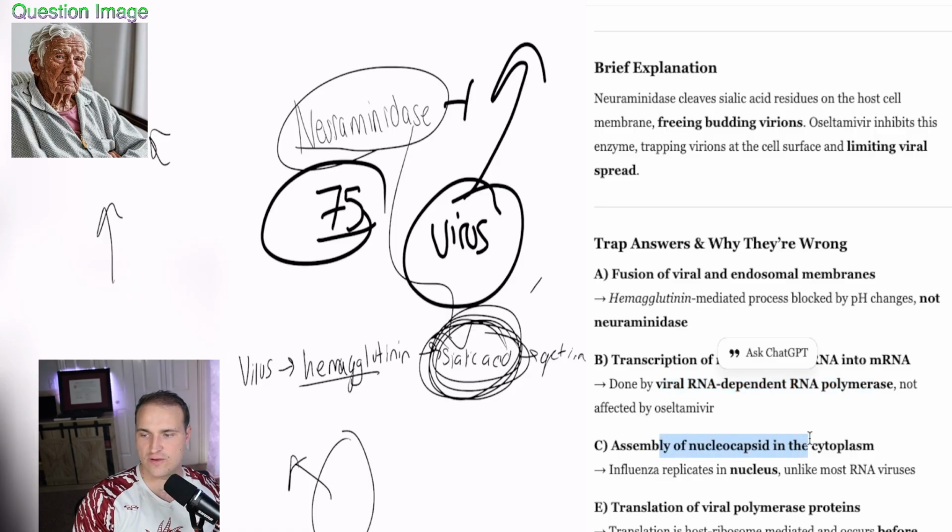Assembly of nucleocapsid in the cytoplasm. Influenza replicates it. And translation of the viral polymerase proteins. Translation is host ribosome mediated and occurs before the budding.